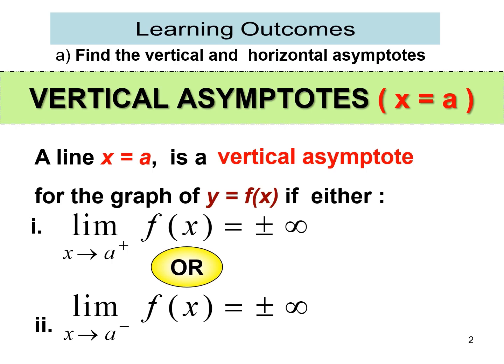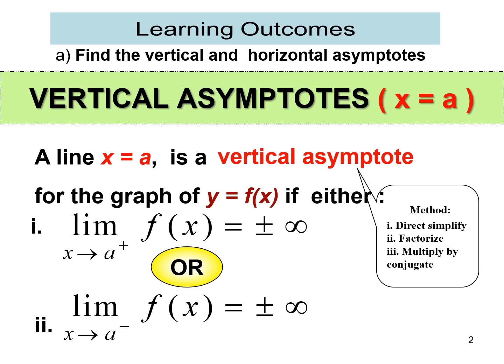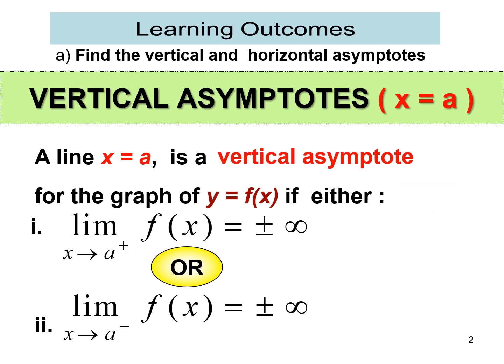And how do we find vertical asymptote? The methods are direct simplify, factorize, and multiply by conjugate. And these three methods are already learned in subtopic 8.1.